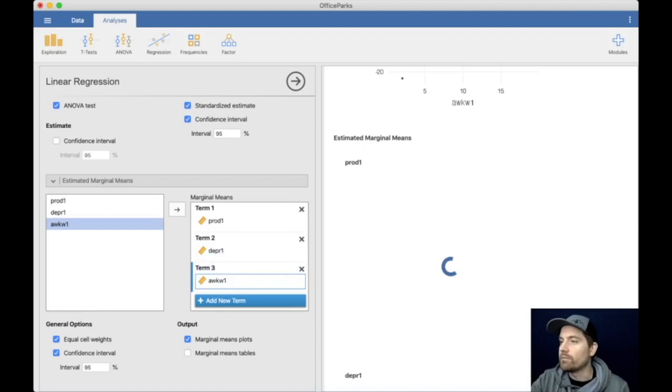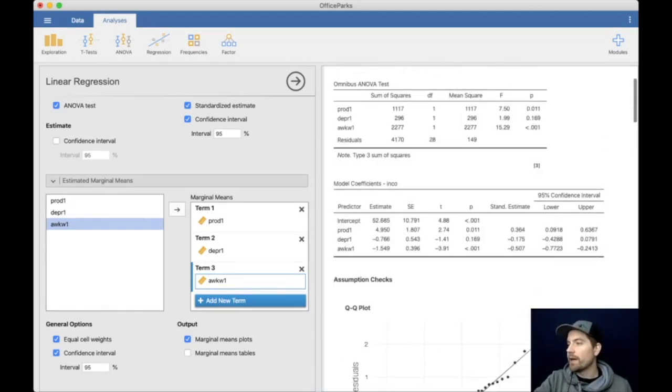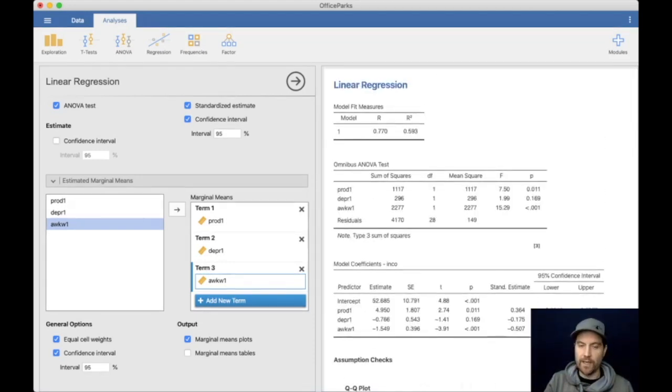And that will create plots for each of those three. Okay, at this point, this may be a good model to go with. We could interpret it and move on. So we'll close this.